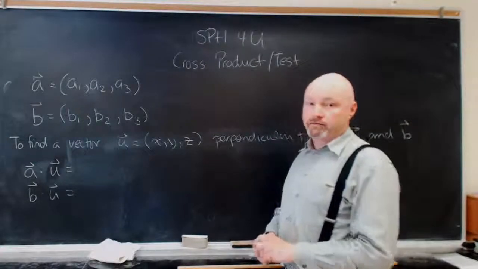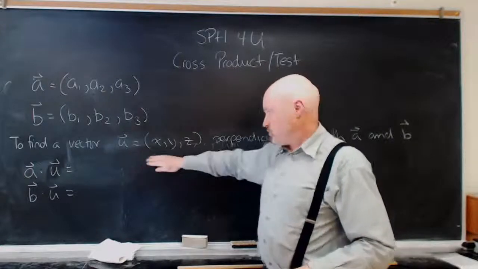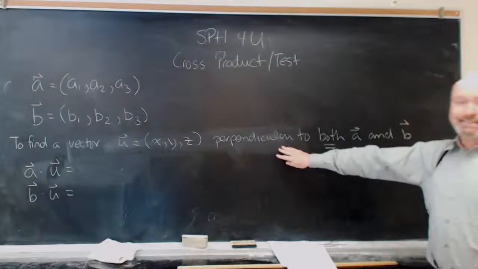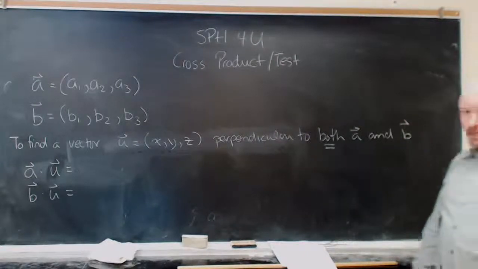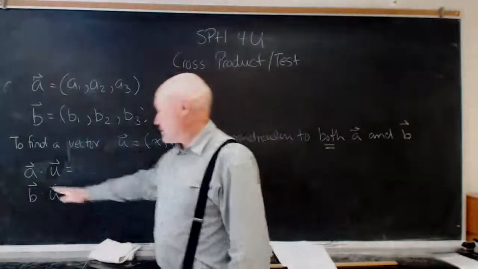We want to find a perpendicular vector to both of those. So we're going to find a vector u, and we're going to give it the general coordinates x, y, and z. That is going to be perpendicular to both a and b. Good so far? Perpendicular to a.